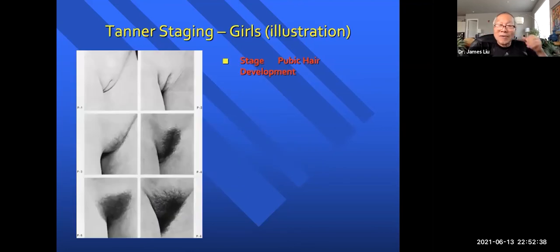Going back to the Tanner staging, you can see that with pubic hair, similar to the breasts, in stage 1 there's no pigmented hair. There may be vellus hair.